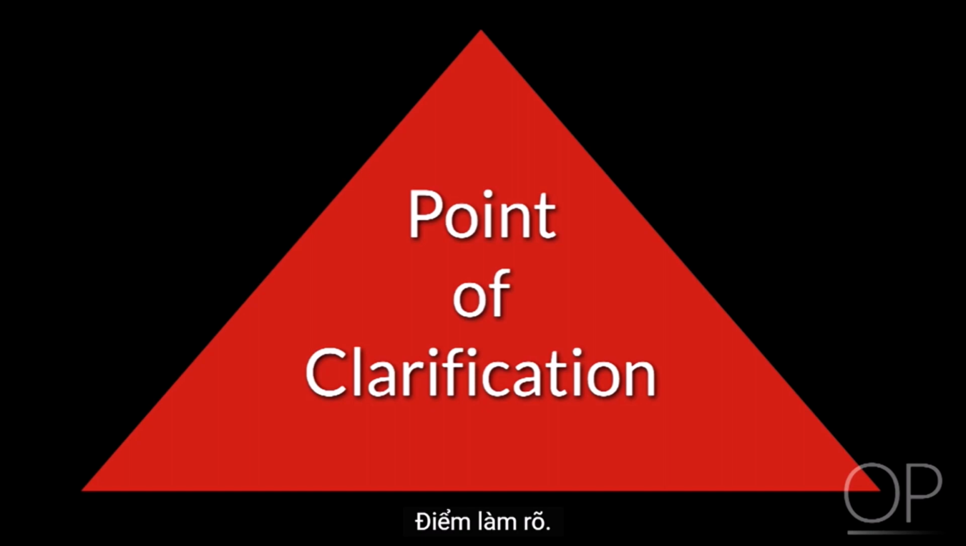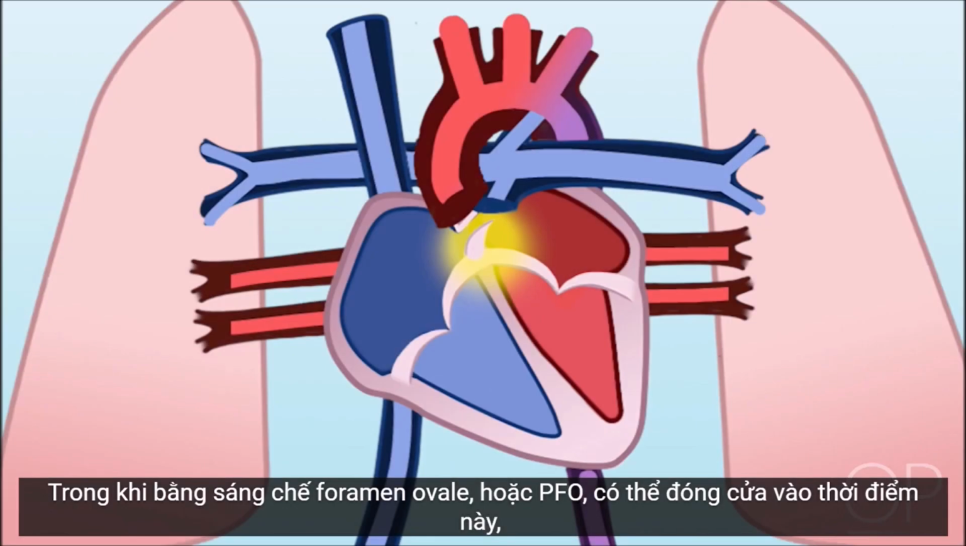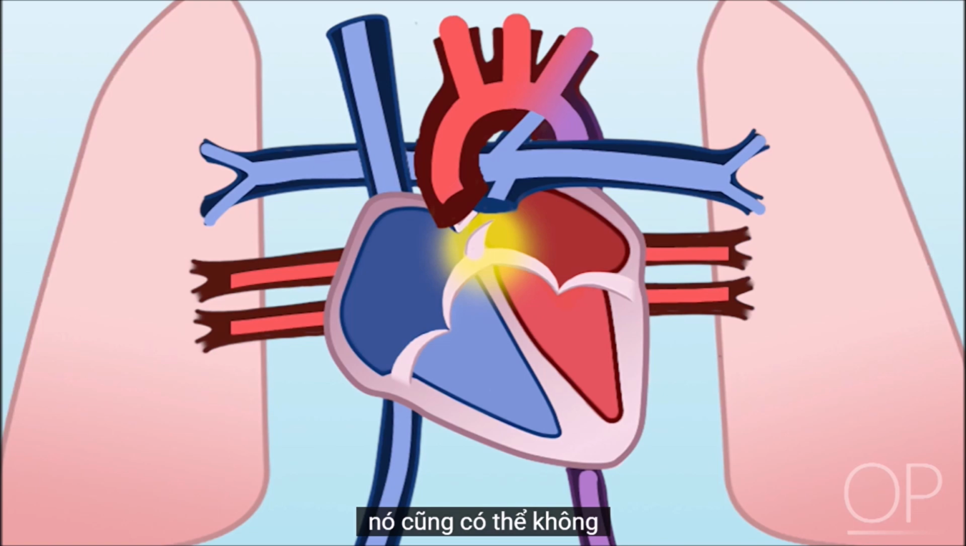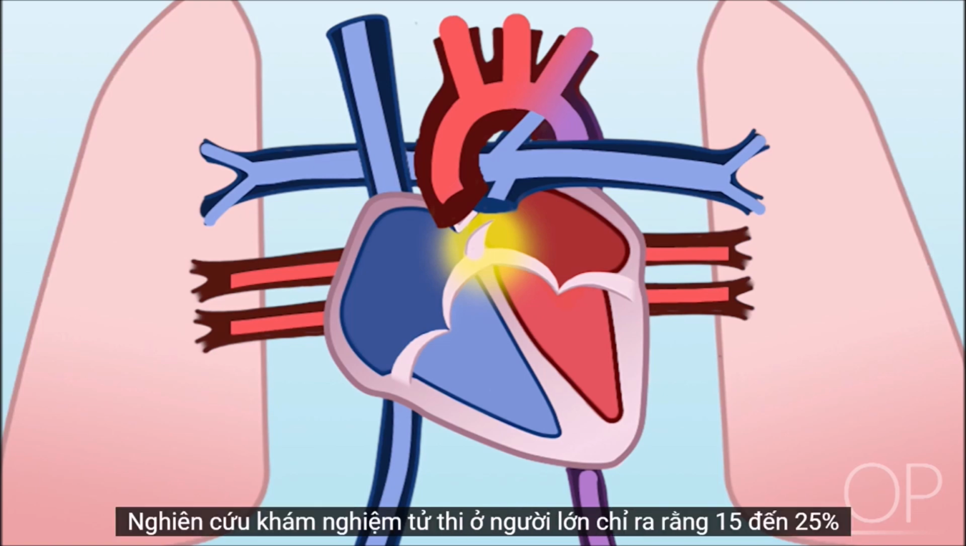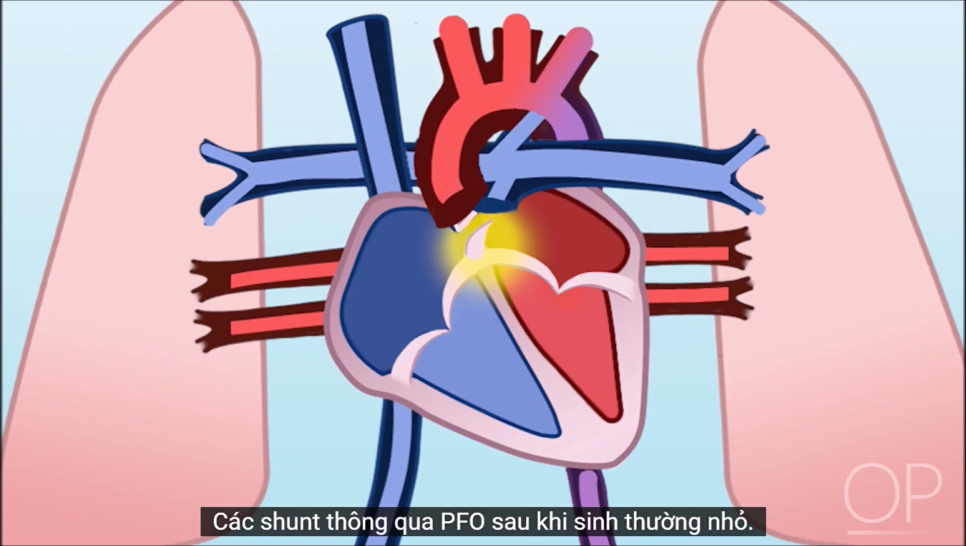Point of clarification. While the patent foramen ovale, or PFO, may close by this time, it also may not. Autopsy studies in adults indicate that 15 to 25% of adults have a patent foramen ovale, which never closes. The shunt via the PFO after birth is usually small.